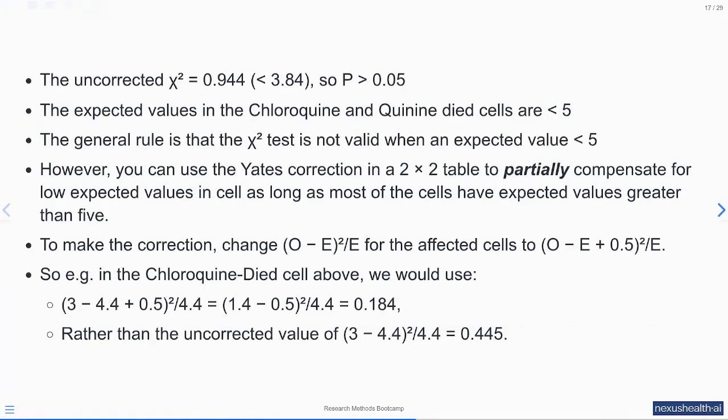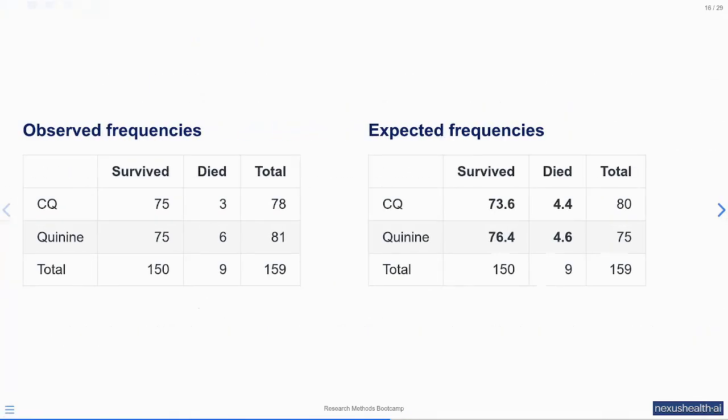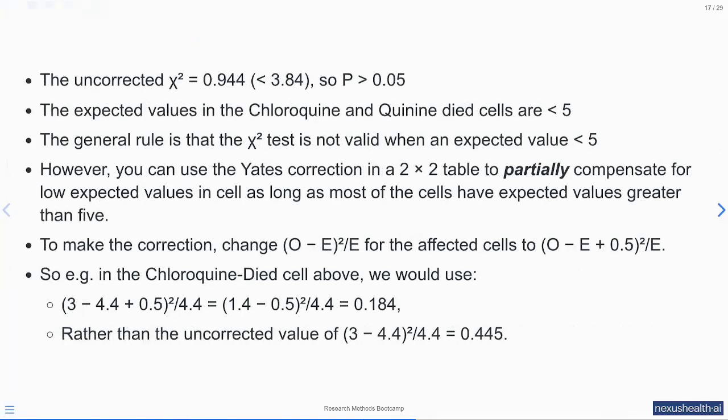The expected values in the chloroquine and quinine died cells are both less than 5. You can see that 4.4 and 4.6. So we have expected cell values that are less than 5. The general rule is that the chi-square test is not valid when an expected value is less than 5. However, you can use the Yates correction in a 2 by 2 table to partially compensate for low expected values in cells, as long as most of the cells have expected values greater than 5. So this is the caveat. If most of the cells have expected values greater than 5, then we can use the Yates correction to partially compensate for low expected values.